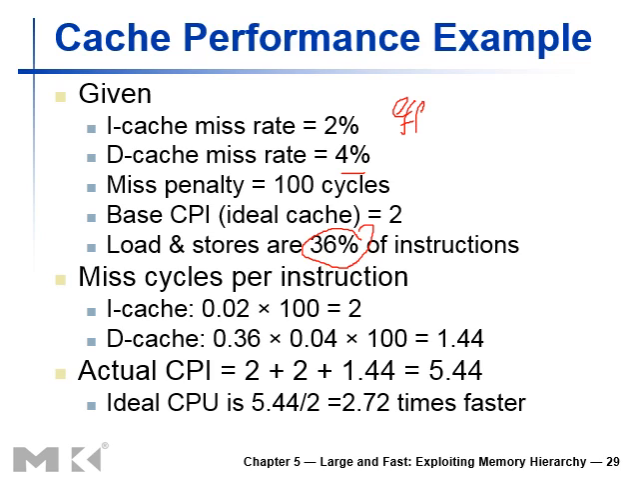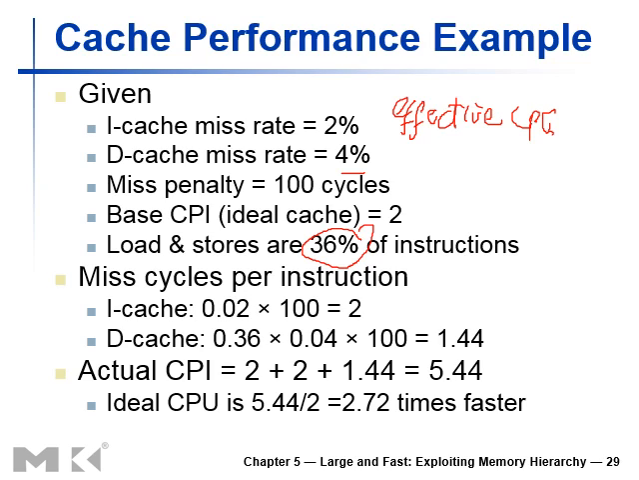Since the rest of the parameters are the same, the effective CPI basically depends upon the instruction cache misses and data cache misses. We have to add those, depending upon the proportion. So that would be equal to 2% for the instruction cache multiplied by 100.